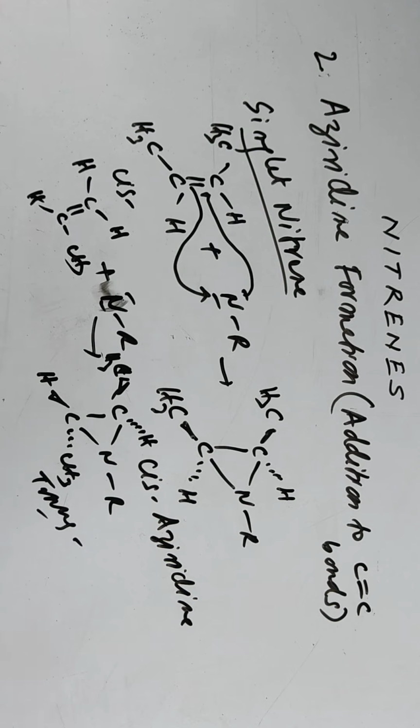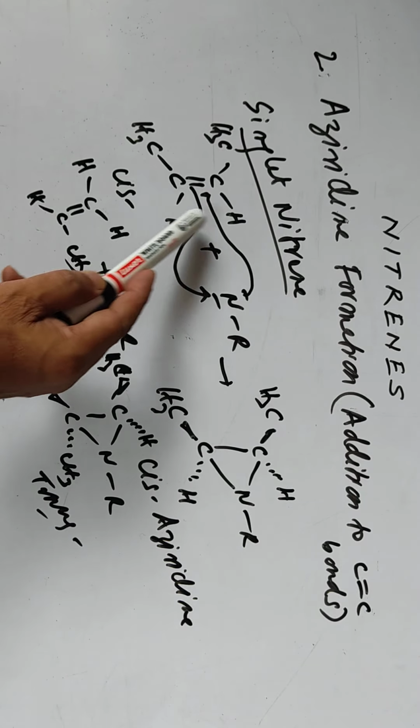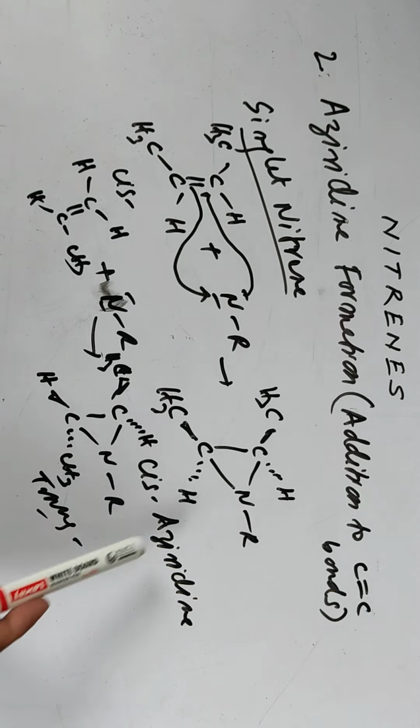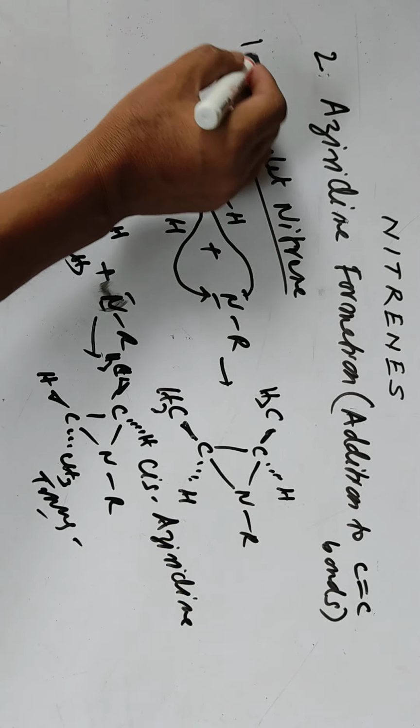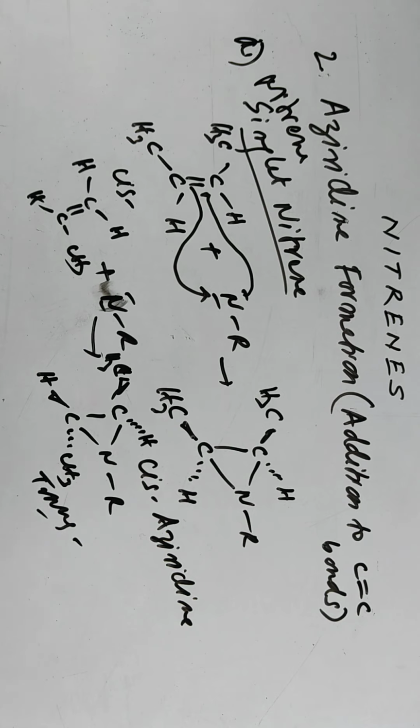So what I want to say is that if you use singlet nitrene, addition of singlet nitrene to carbon-carbon double bonds will give cis aziridine from cis olefinic compounds, and trans aziridine from trans olefinic compounds. So the formation of aziridines here is stereospecific, giving only one product: cis gives cis, trans gives trans. So this mechanism is by singlet nitrene. Another mechanism is that singlet nitrene can also add by 1,3-dipolar addition.